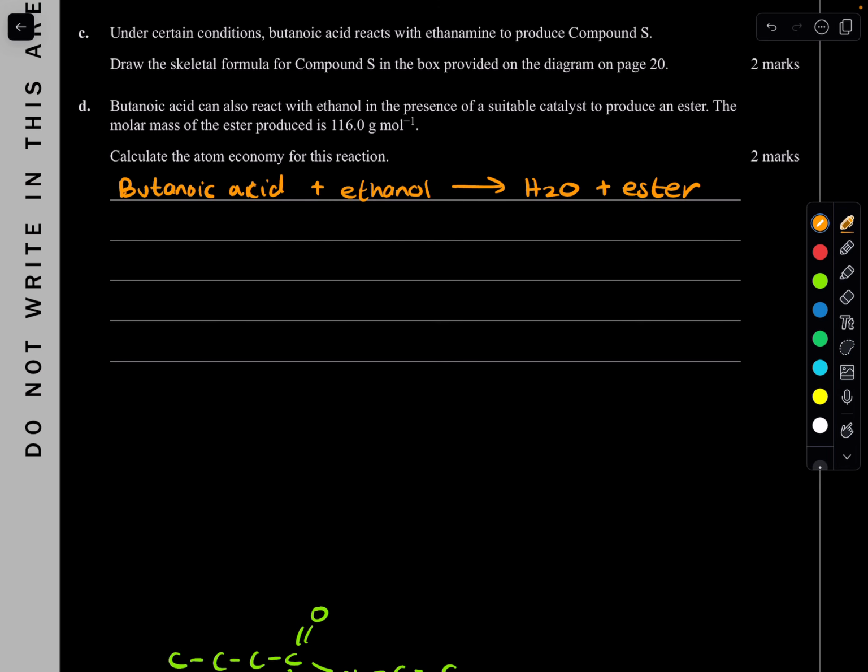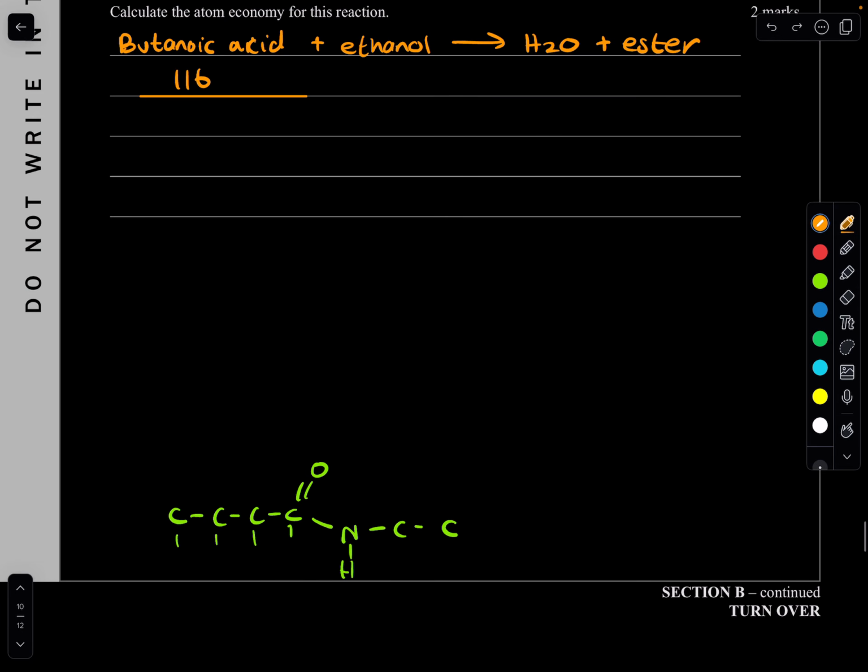So remember your atom economy. Remember the formula? It's in your formula sheet. It's the molar mass of your desired molecule, which here is the ester. What's the molar mass of it? Did they give it to us? Yes, they did. So 116. And we need to find the molar mass of the overall reactants, butanoic acid and ethanol.